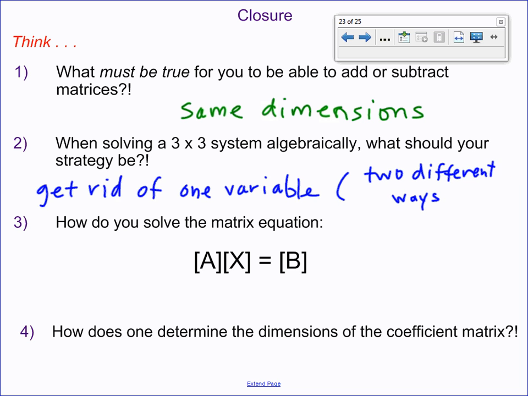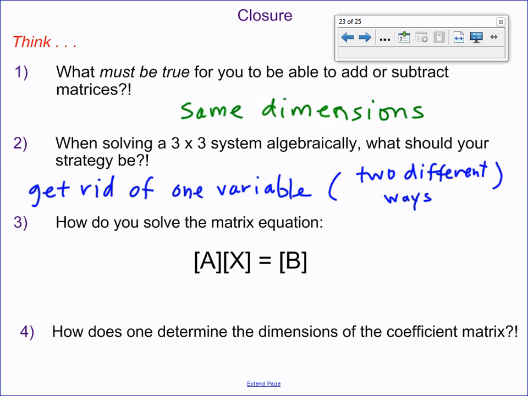So that we were chunked down to a 2 by 2 system. So then we could solve the 2 by 2 system, again, continuing on like Bellwork. Nice job. How do you solve that matrix equation?